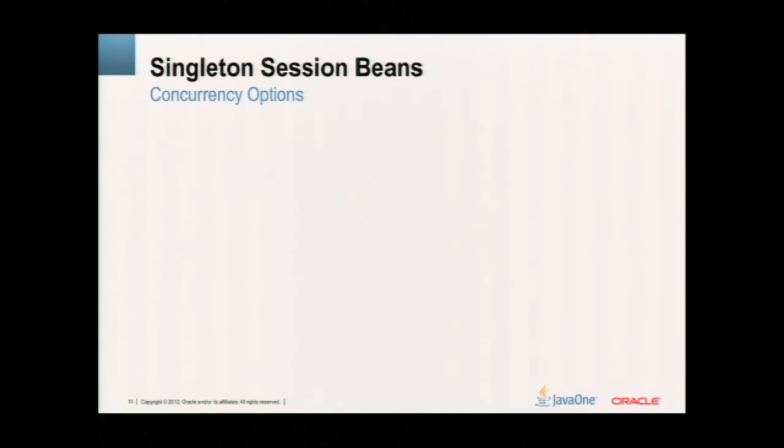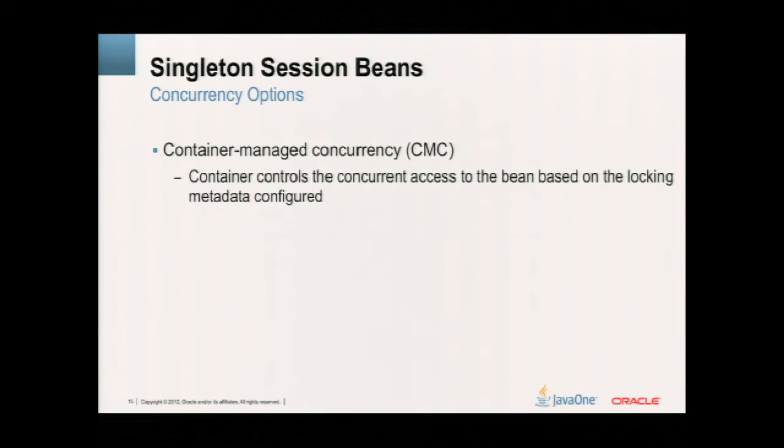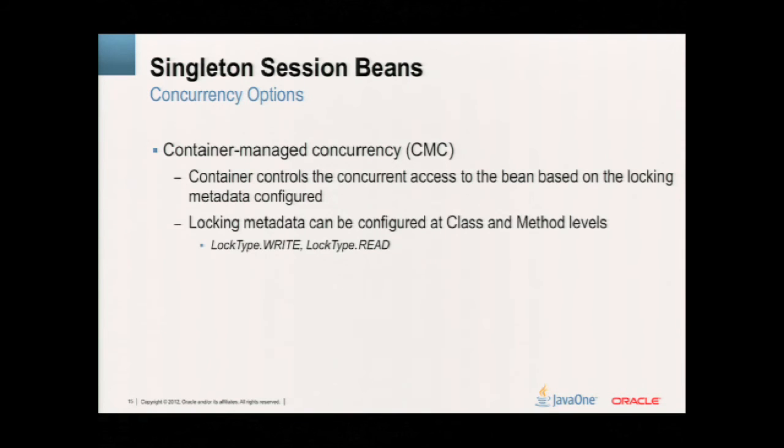Now, we talked about how singleton session beans are designed for concurrency. There are a couple of concurrency options. You can use container managed concurrency, or you can use bean managed concurrency. Container managed concurrency is the default. For container managed concurrency, the user is expected to provide the locking metadata as to what kind of locks are required for each of the methods, and the container does the actual locking. The locking style is read-write style locking. So concurrent reads are allowed, and writes are exclusive. The locking metadata can be provided through your descriptor or through annotations. If you're using annotations, you can do it at the class level as well as override it at the method level.